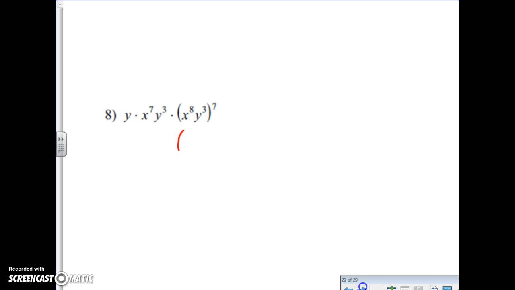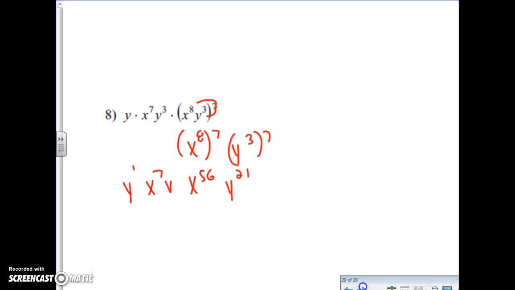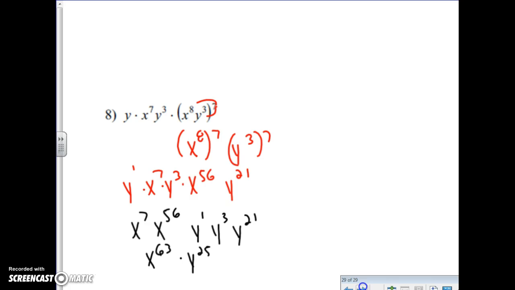So I look at this, I want to do x to the 8th to the 7th power, y to the 3rd to the 7th power. So I'm going to take the 7 to both of those. So I get x to the 56th power, y to the 21st. Then I have y, which is to the 1st power, x to the 7th, y to the 3rd. All those being multiplied times together. So I have x to the 7th, x to the 56th next to each other. So I got x to the 63rd, y to the 1st, y to the 3rd, y to the 21st gets me y to the 25th. Hopefully this helps you guys out.